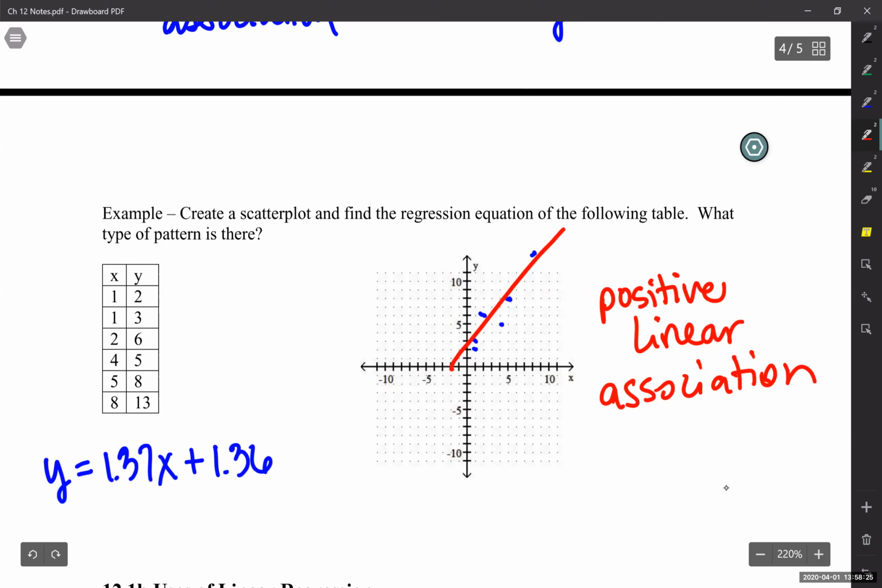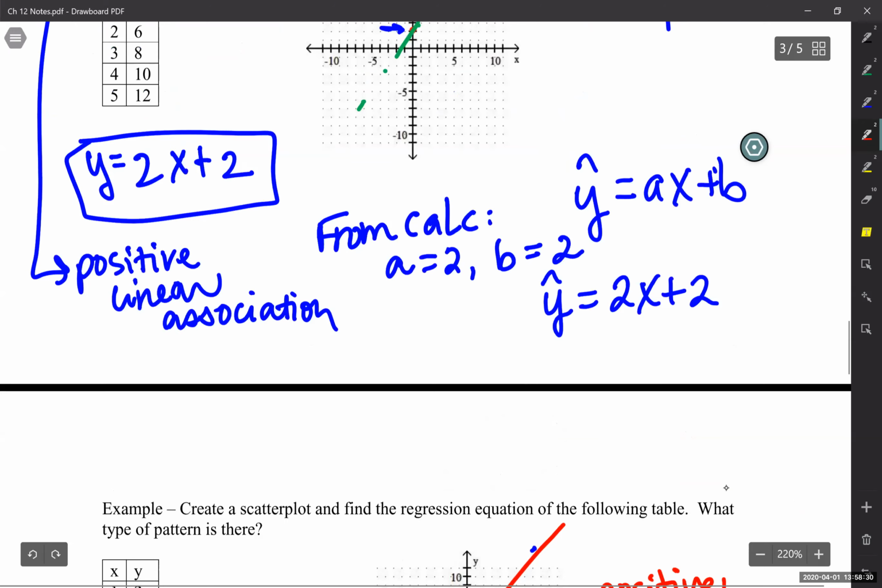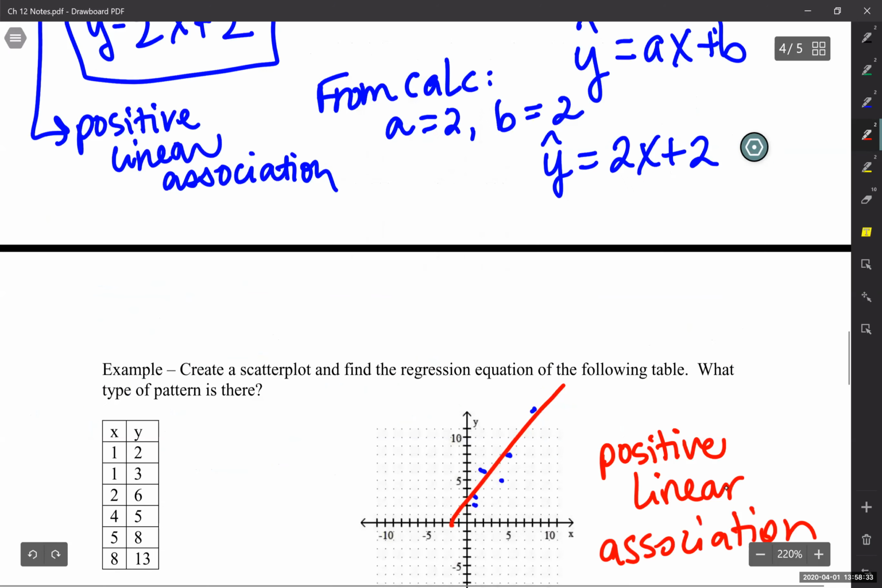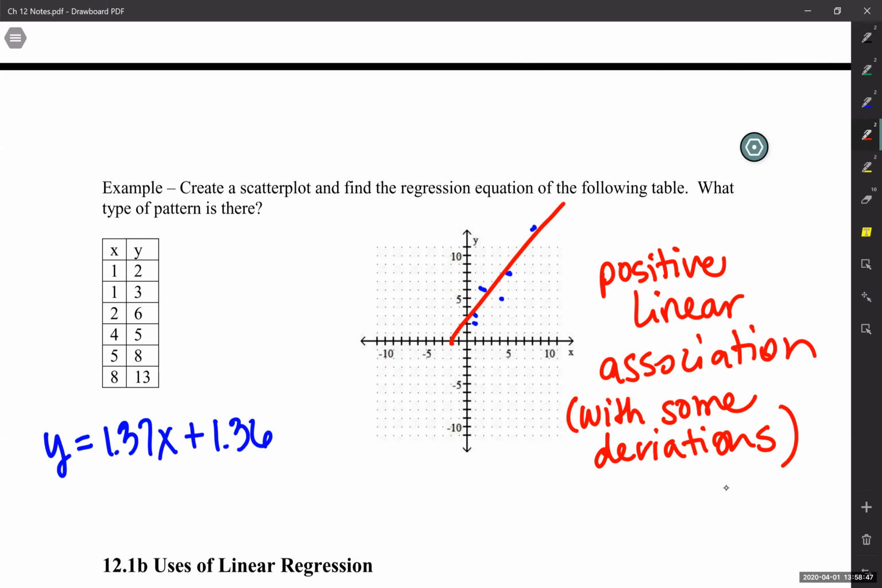But it's not the same as before, because that one was a straight line, and this one, the dots kind of go off a little bit. So I'm going to finish it up by saying with some deviation. Some of the dots deviate from that line. In fact, I think all of them don't land perfectly on that line. They kind of go off a little bit. But that's okay. It's still positive linear association. It's just the way I tell that it's not a straight line is by saying with some deviations.